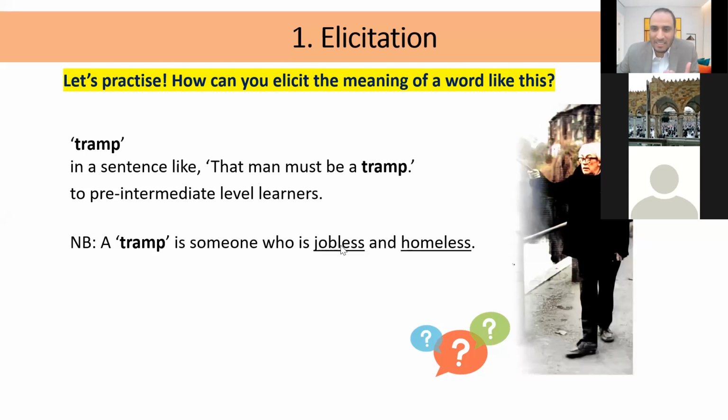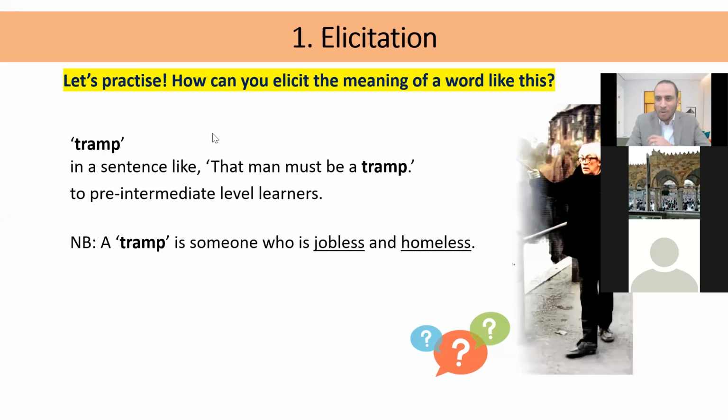Jobless and homeless. But I didn't want to say this simply. Okay, guys, tramp means someone who is jobless and homeless. No, I didn't want to say that. I wanted the students to say the meaning of the word by themselves. So how do you think I elicited this word? Who can try? Raise your hand, please. Anyone, a volunteer, raise your hand. Try to elicit this word from us.